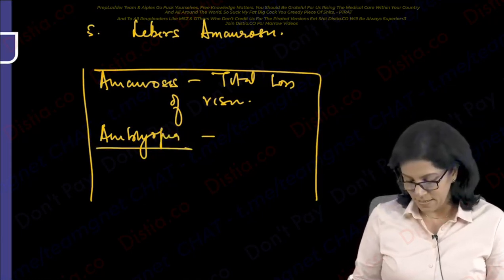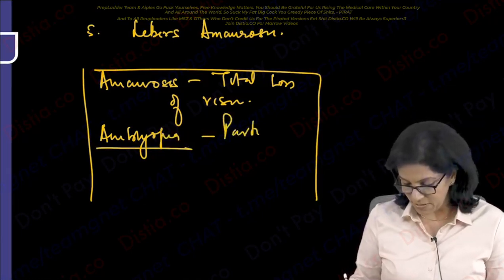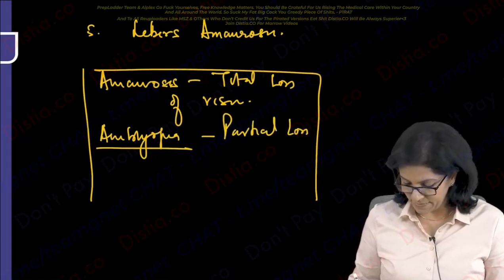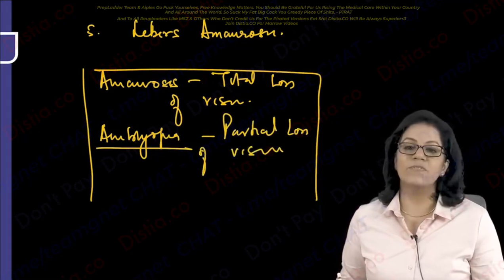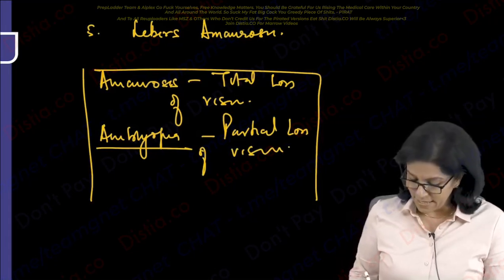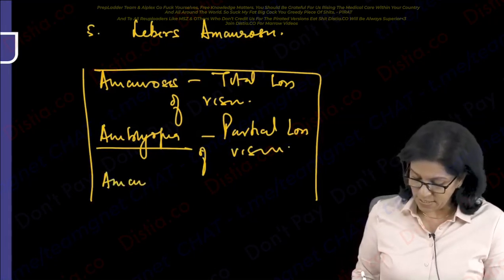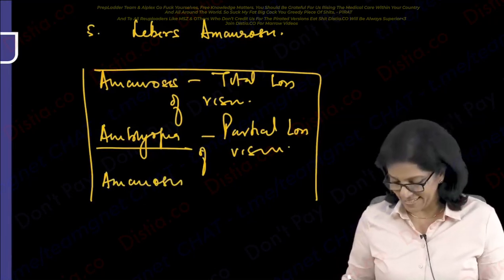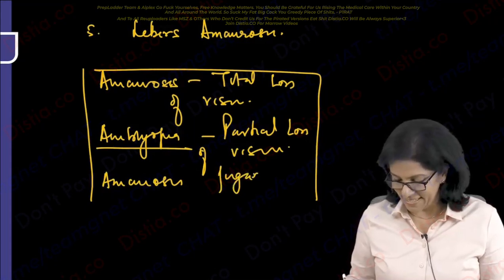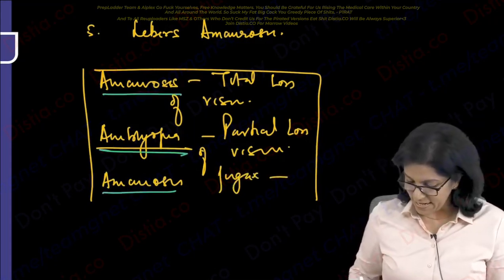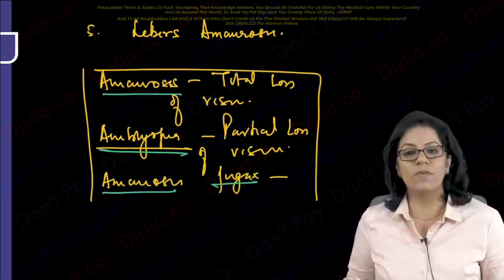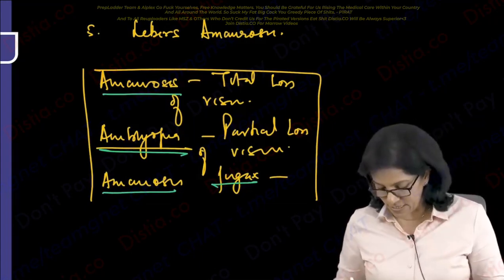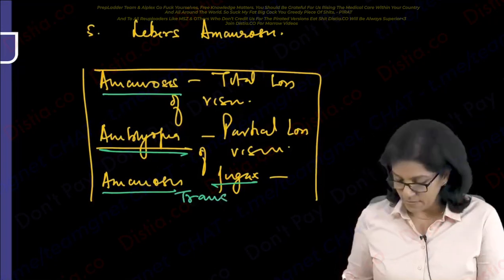Amblyopia is partial loss. Partial loss of vision. And what is amaurosis fugax? Amaurosis fugax. So this is your transient loss of vision. So whatever vision is gone will come back. So it is transient loss of vision.